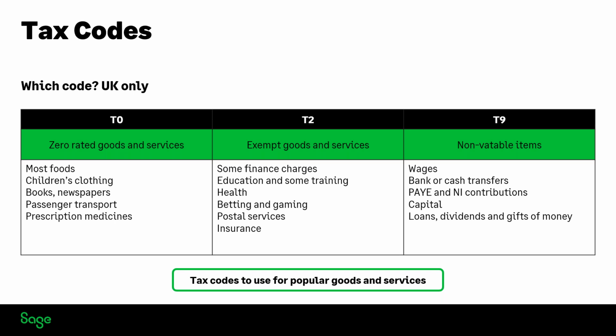So they still get declared, even on the standard VAT return, they would be declared on the VAT return. So bank charges would be declared in box 7 of a UK VAT return. Whereas if you'd use the T9, it wouldn't be declared at all.